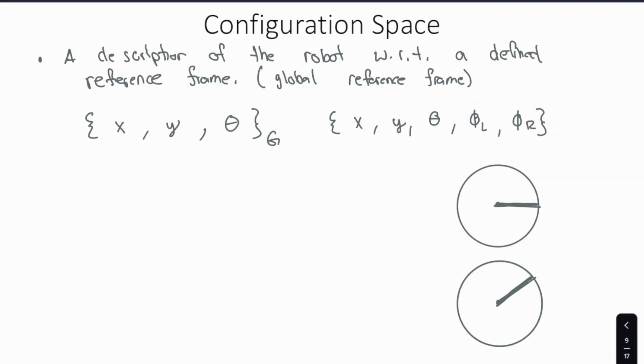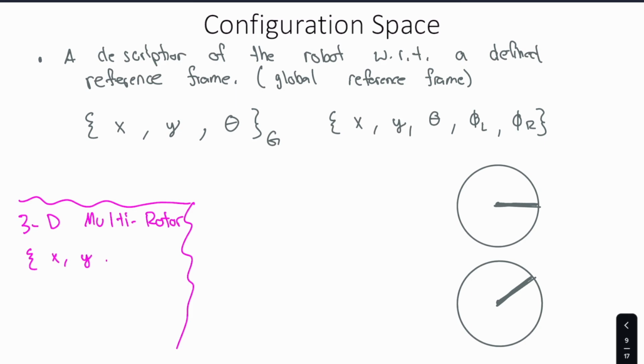And if this were a robot in 3D space, you can imagine we might have, as a little aside here, something like a 3D multi-rotor model. That might be a quadcopter, a helicopter, something with multiple rotors. Maybe you would care about x, y, and z, so its coordinates in 3D space, and then also its rotation on 3 different axes.